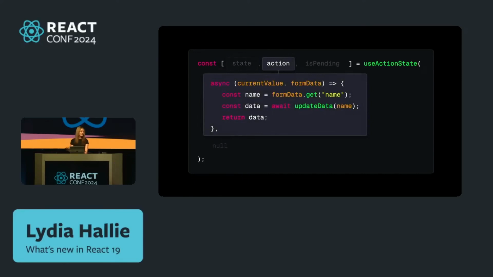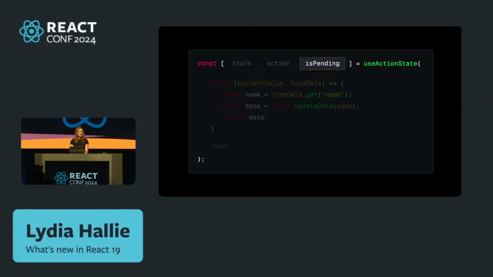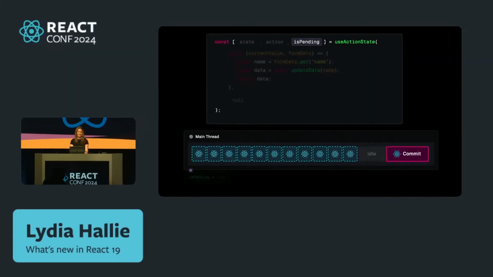Then we have the actual action, which returns that action function that we pass as the first argument. And we can also use this value to actually invoke the action to trigger the transition. And lastly, we have the pending state indicator, which is true as soon as the transition starts, and then automatically set to false once the transition has been committed to the DOM.